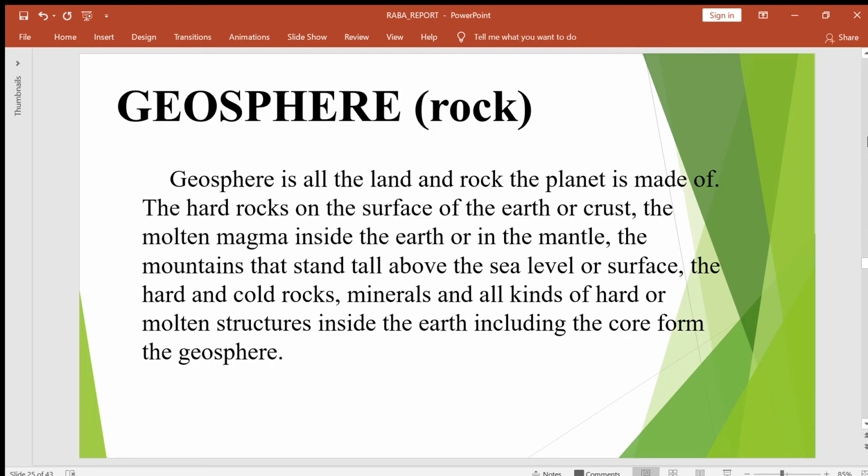The third component, geosphere, or rock. The geosphere is all land and rock the planet is made of. The hard rock on the surface of the earth, or crust, the molten magma inside the earth, or the mantle, the mountains that stand tall above the sea level, the hard and cold rocks, minerals, and all kinds of hard or molten structures inside the earth, including the core, form the geosphere.